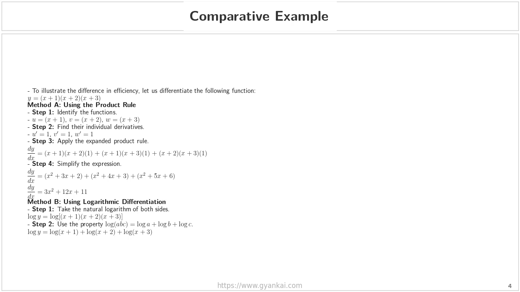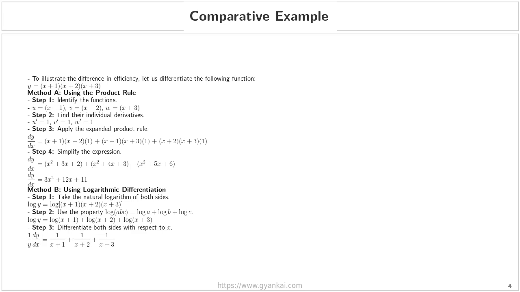This changes the equation to log y equals log of x plus 1, plus log of x plus 2, plus log of x plus 3. Step 3 is where the efficiency becomes apparent. We differentiate both sides with respect to x. On the left side, applying the chain rule gives us 1 over y times the derivative of y with respect to x.